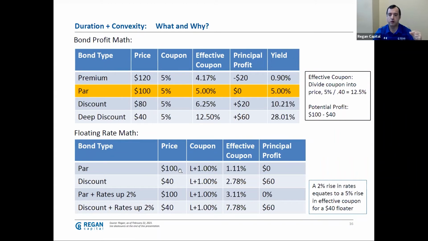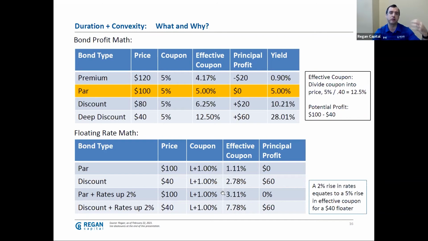So if we own a par dollar bond that's paying LIBOR plus 1, your current coupon's 1.11. But if you own that bond at 40 cents on the dollar, your effective coupon shoots up. You take that 1.11 and you divide it by 0.4, 40%. So your effective coupon shoots up to 2.78. And where that's useful is if you own that bond and rates do shoot up 2%, your par dollar bond stays at the exact same level. It now has a coupon of 3.11, but your discounted bond has shot up 5%. So not 2%, but 5%.